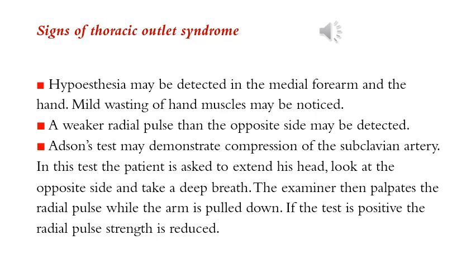Why in the middle forearm? Because the lower trunk of the brachial plexus يتكون من cervical 8 and thoracic 1 هو المسؤول عن ال nerve supply to the middle forearm. Weak radial pulse than opposite. لما نعمل مقارنة بين radial pulse في ال upper limb الذي فيه thoracic outlet syndrome والother limb نشوف ان في عندنا weak pulse than opposite side might be detected.